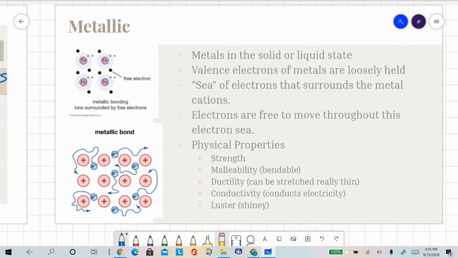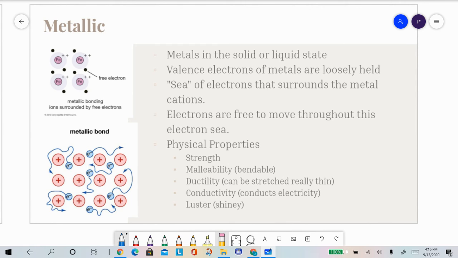Okay, the last bond I'm going to talk about is metallic. We are not going to learn more about metallic beyond this slide. So you really just need to know that it's a sea of electrons. It's all about metals. So think about iron and lead and aluminum. I have aluminum foil. It's very, very bendy, and those are actually aluminum atoms bonded. They can be in solid or liquid state, and it's a sea of electrons because metals want to give away those electrons.